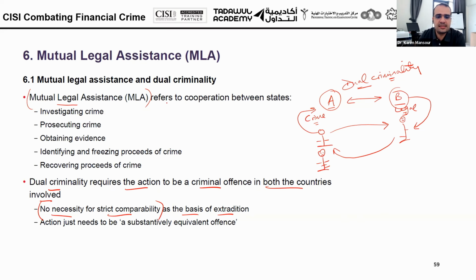Mutual legal assistance refers to cooperation between states investigating the crime. So obviously, A can go to B to investigate the crime, prosecute the crime, charge the criminal with the crime, obtain evidence from country B, identify and freeze the proceeds, and recover proceeds of crime between both countries. And this is extremely important.